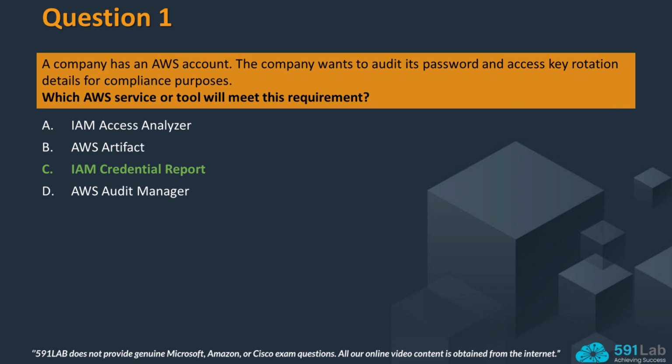Option D, AWS Audit Manager. Audit Manager is a service that helps organizations continuously audit their AWS usage to simplify the assessment of risk and compliance with regulation. However, it is not specifically tailored for auditing password and access key rotation. So, options A, B, and D are not directly related to auditing password and access key rotation details. Therefore, option C, IAM Credential Report, is the most appropriate choice for auditing password and access key rotation in this scenario. Let's navigate to the console to explore how to access and view the IAM Credential Report.